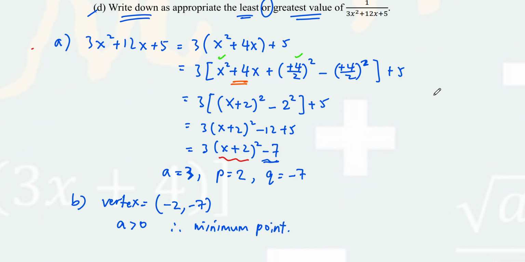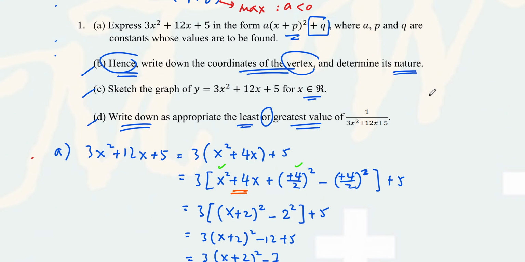Okay, so done for the parts B. So nature is actually asking for minimum or maximum. So C, sketch a graph.